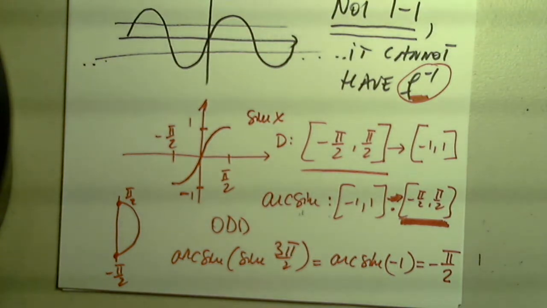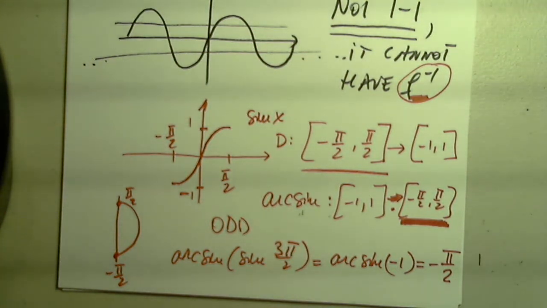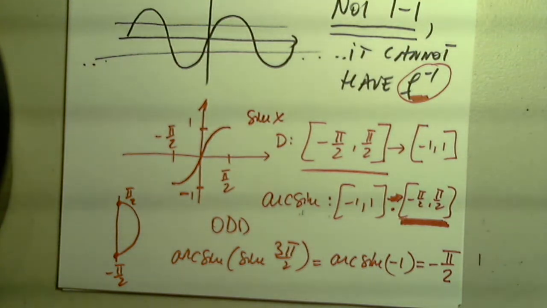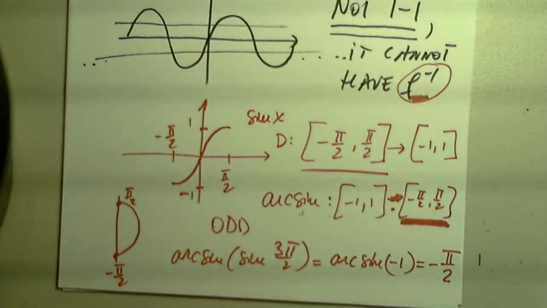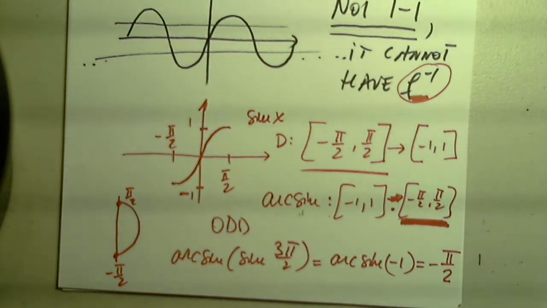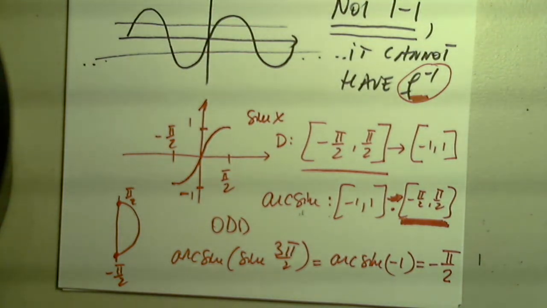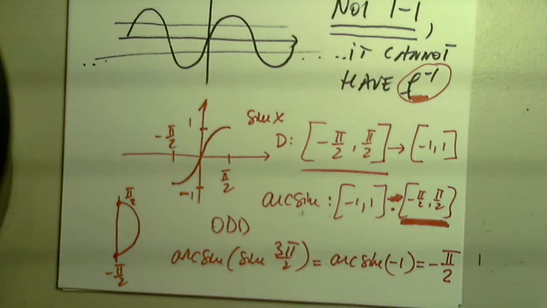The answer has to be -π/2. So sine inverse of sine 3π/2. This is -1, and the answer has to be -π/2. Sorry, guys, you're in the way. Aha. And here it is, -π/2.